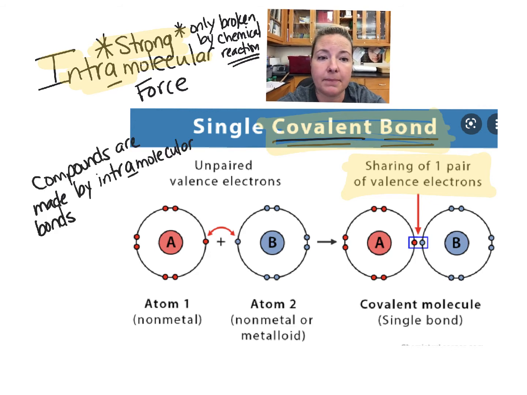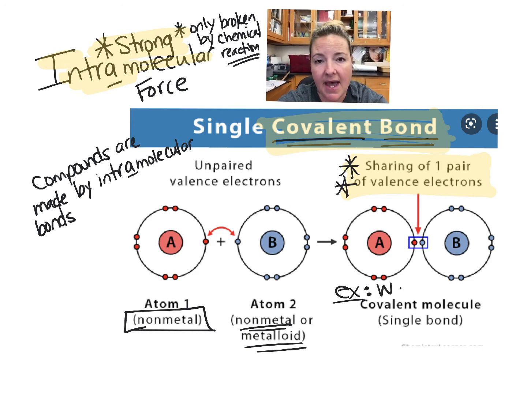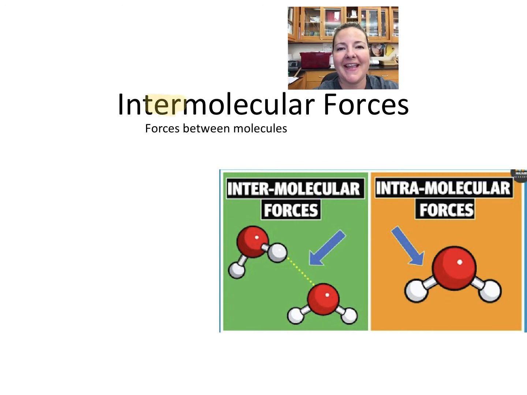So in this example, we see two nonmetals, or a nonmetal and a metalloid, and they are going to share their outermost electrons with each other. This is called a covalent bond, and again, this is a strong intramolecular bond that is used to create compounds. Now let's talk about intermolecular forces. This is going to be the main goal of our understanding for this unit.